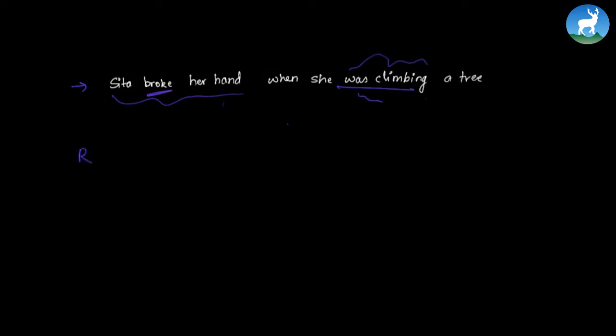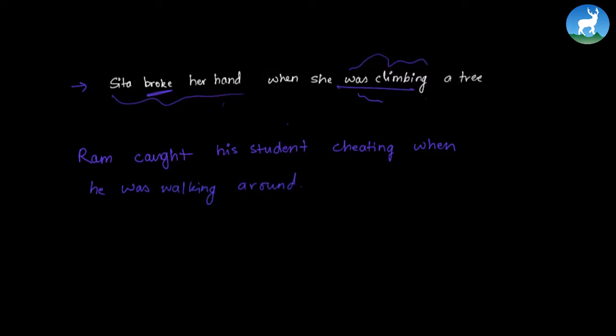Another example, Ram caught his student cheating when he was walking around. Walking around is the continuous tense. Ram caught his student cheating when he was walking around. So caught itself tells that this has happened in the past, and when, while he was walking. So we use past continuous tense here.